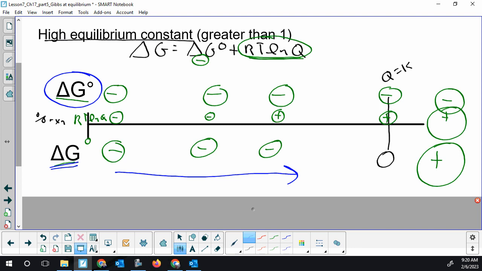Okay? If you dumped in a huge amount of products and you started way out here, where Q is so big, RT ln Q is so big, the reaction doesn't happen. It'd be endergonic out here in the forward direction, but out here the reaction would actually want to go backwards. If it's endergonic forward, it'd be exergonic in reverse.